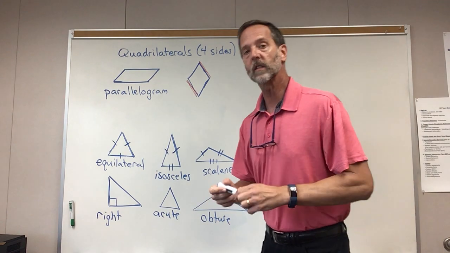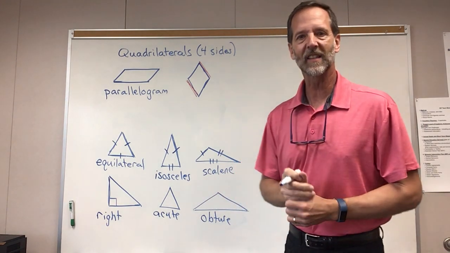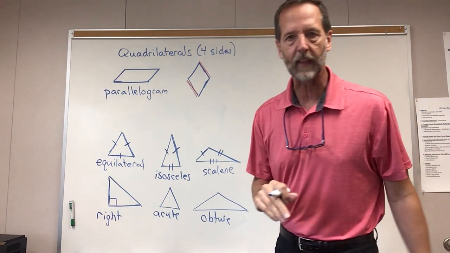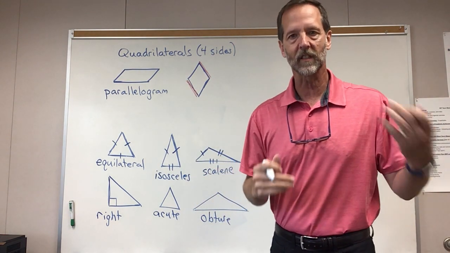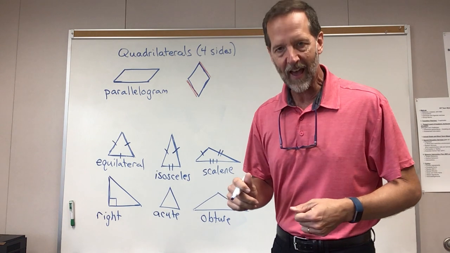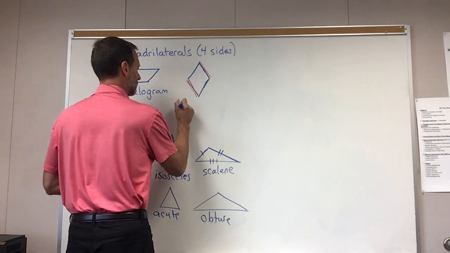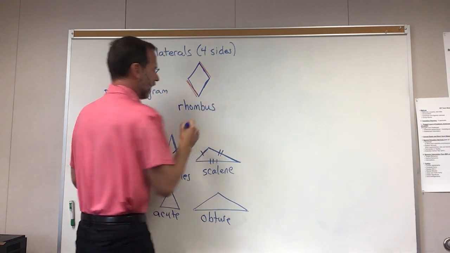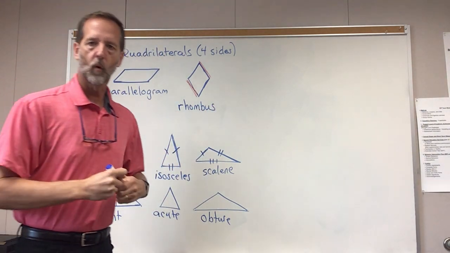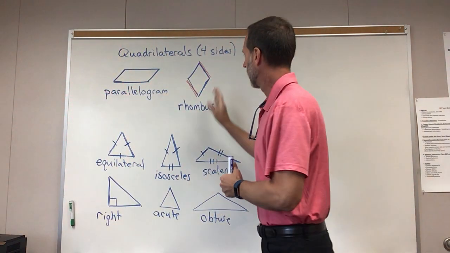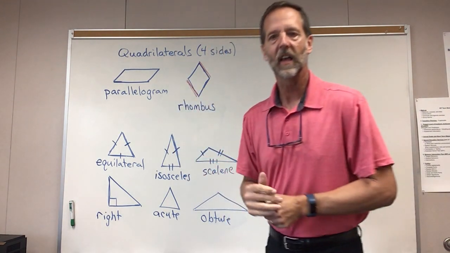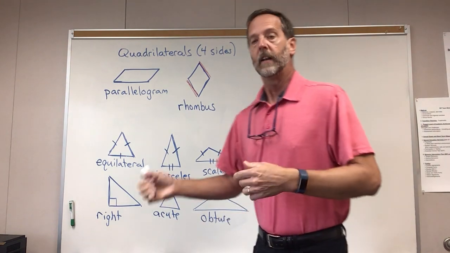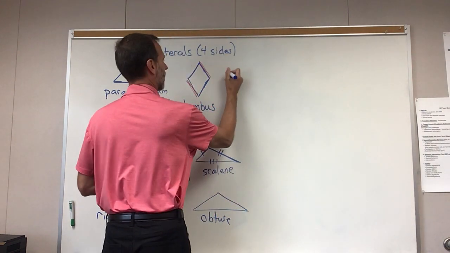But it also is something else. Are all four sides the same? They are. All four sides are the same length. And if all four sides are the same length, we call that a rhombus. It has four equal sides. Okay, so since it has four equal sides, that is what we call a rhombus. All right? Now, next figure.